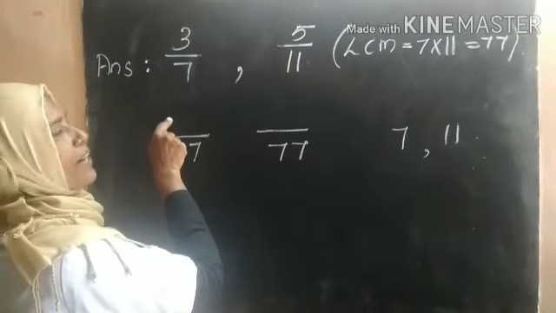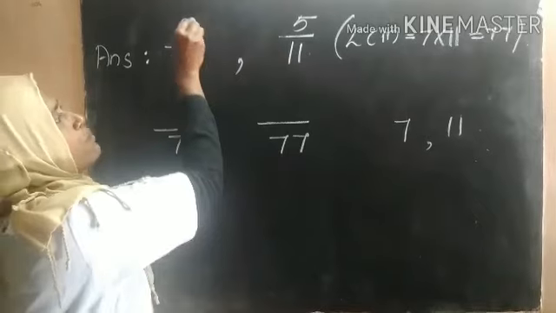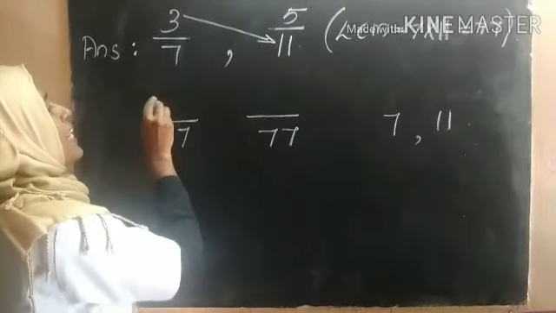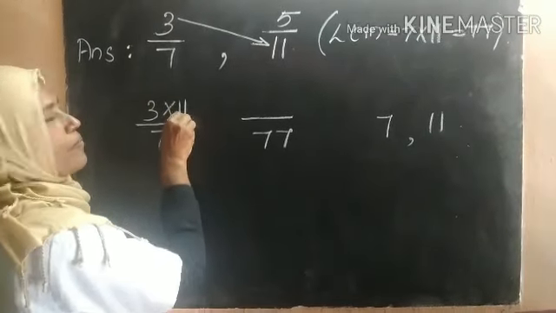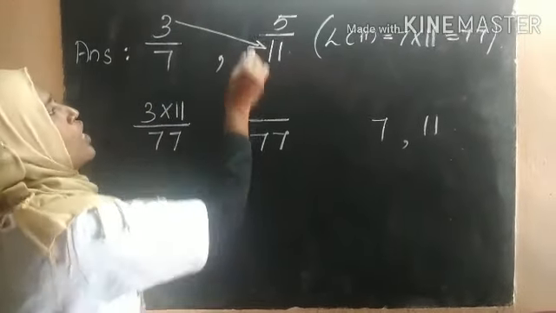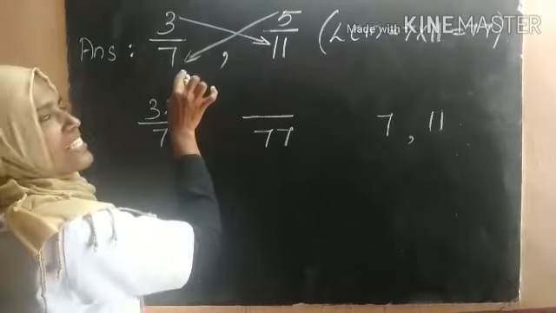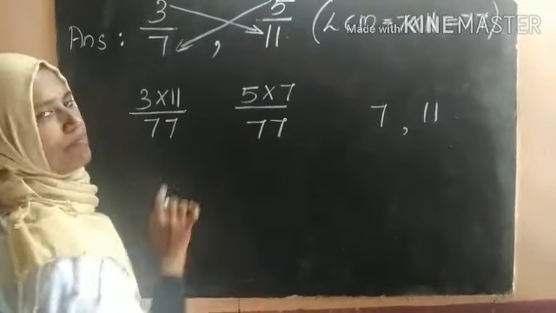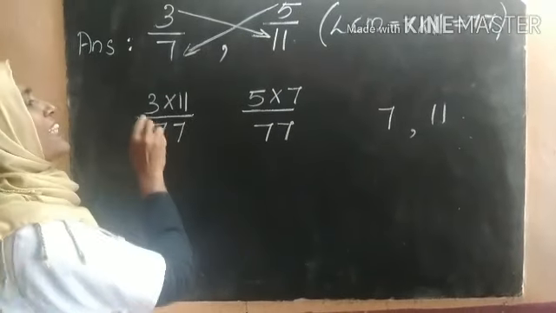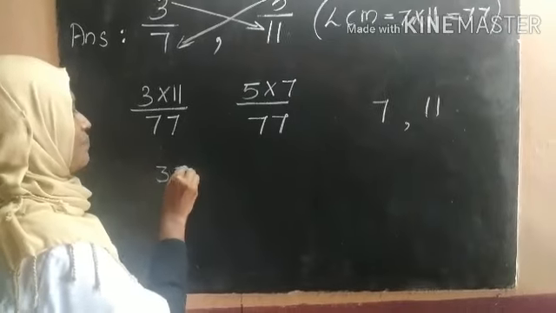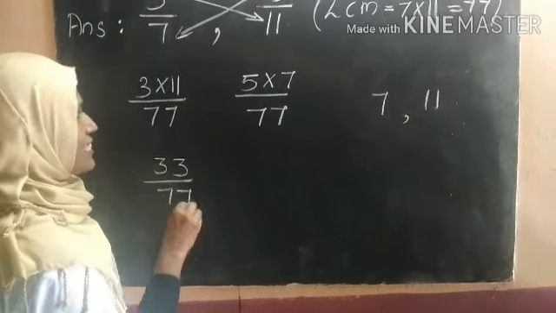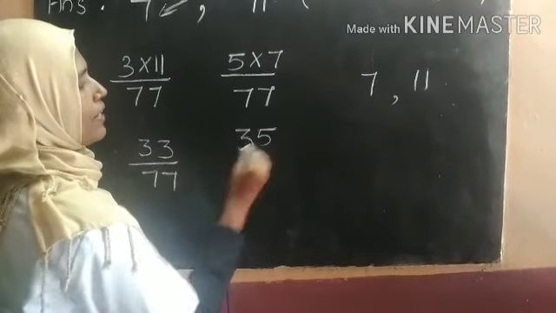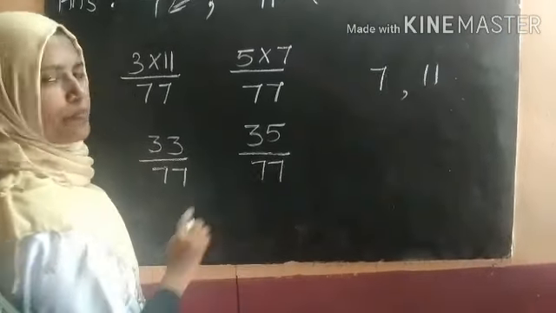Then the first numerator is multiplied by 3 and 11, and the second numerator is multiplied by 5 and 7. 3 into 11 is 33, divided by 77. Here 5 into 7 is 35, divided by 77.